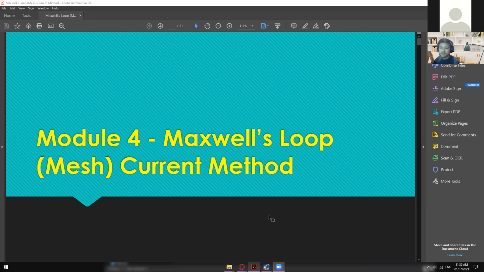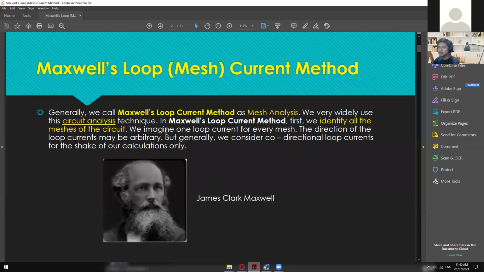Okay. All right, so let us start now with module 4. So I hope you guys already started writing this one, these Maxwell loops, or sometimes we call this one the mesh current method. Okay, but mostly, 70%, we use the mesh current method instead of the Maxwell loop method. All right, so to start with, who is the founder of this one? The founder is Mr. James Clark Maxwell. So again, as usual, whoever is the inventor or the one who was able to develop or find out a theorem, his last name will be the one used to name that specific theorem.